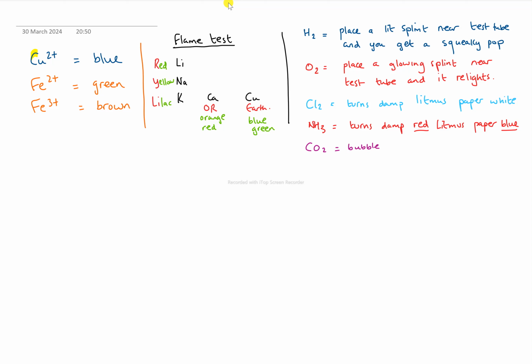One more, CO2. Carbon dioxide, bubble gas through lime water, it turns colorless. Turns, oh my god, did I say colorless? My mind's on alkanes and alkenes, right? It turns cloudy, milky, or cloudy, whichever word you want to use. I think that's it.